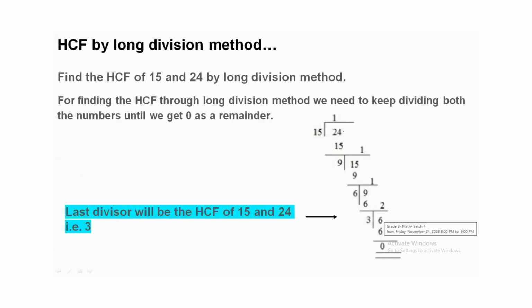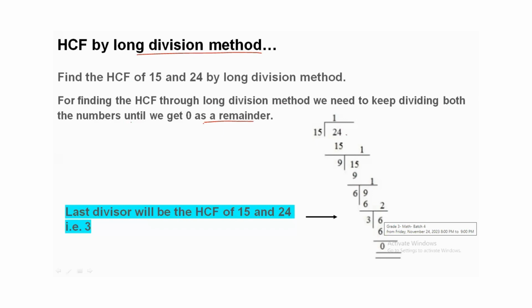So this is the new concept where we are finding HCF through the long division method. Now, we need to find the HCF of 15 and 24 by the long division method. How are we going to find it? For finding the HCF through the long division method, we need to keep dividing both the numbers until we get 0 as a remainder. We will continue until we get 0.